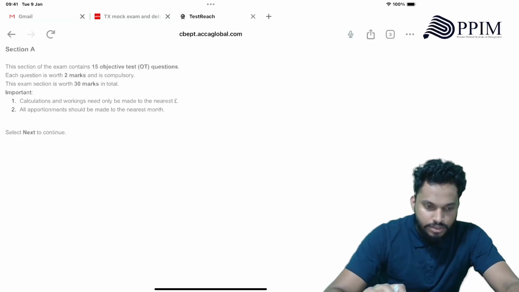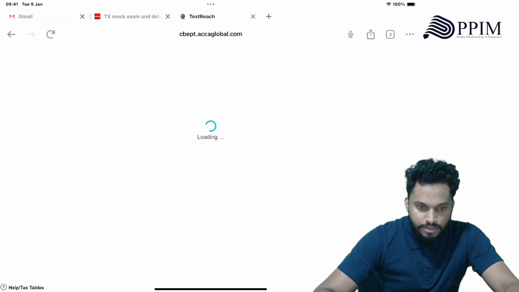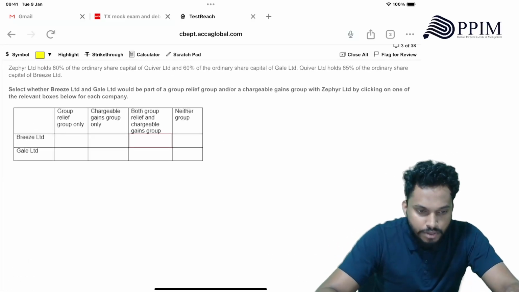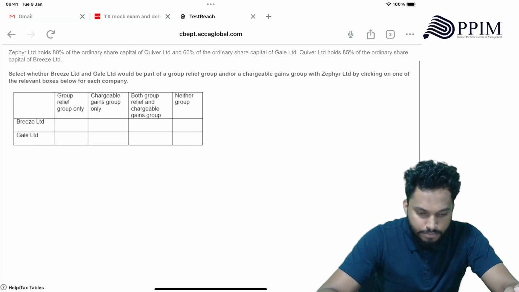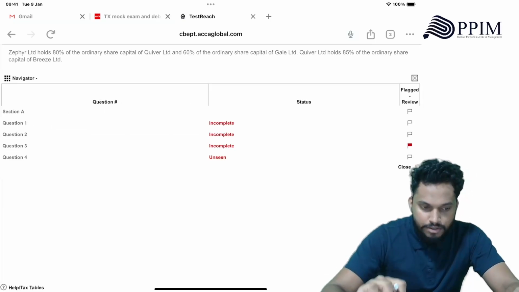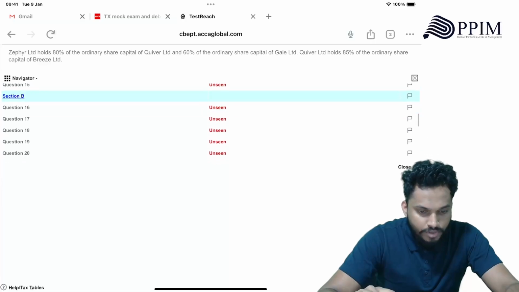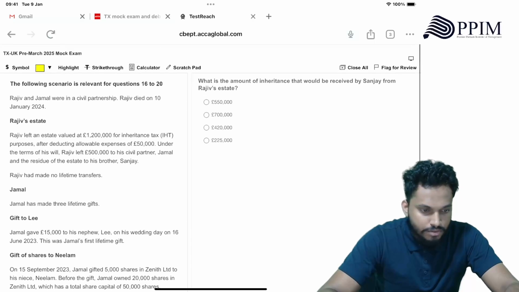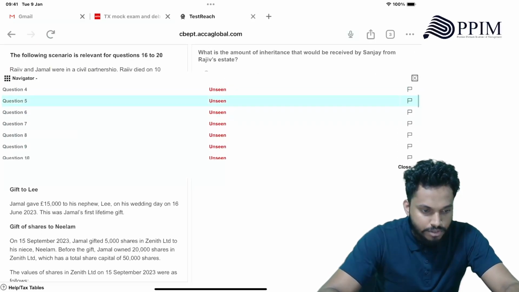So, yes, I want to start with, there was a good question. We'll come to these questions later. Can't we navigate it to the questions? Can we pass out these questions quickly and go? Bottom. The navigator. Okay, lovely. So I want to go to the question section B. Rajiv and Jamal. No, let's do the other. So nice question.